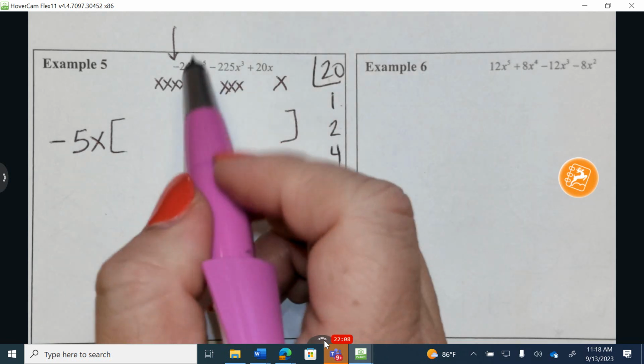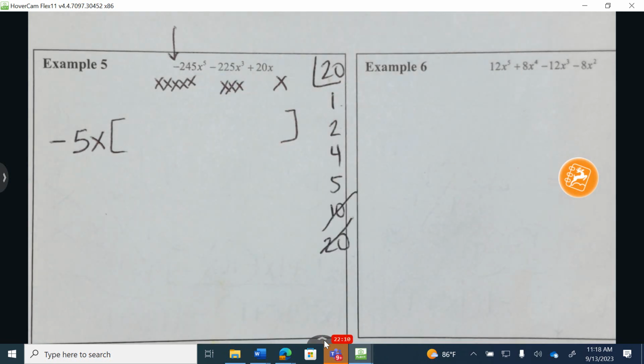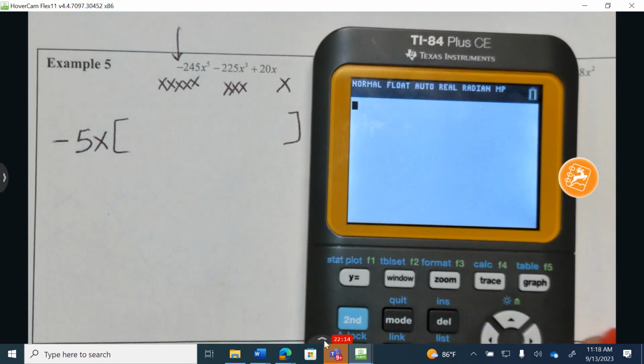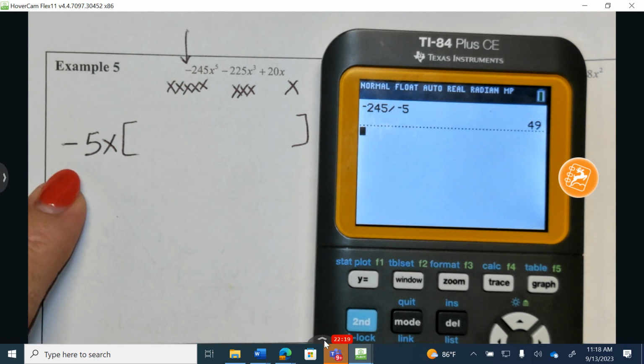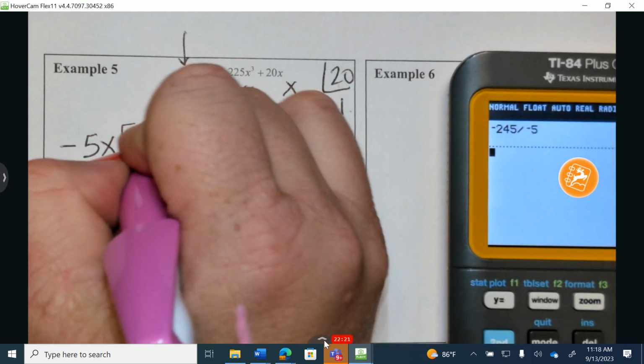Okay, here we go. Again, in my mind, I don't know real quick what negative 245 divided by negative 5 is. So I'm going to grab a calculator and type it in. Negative 245 divided by negative 5. And the answer is 49.